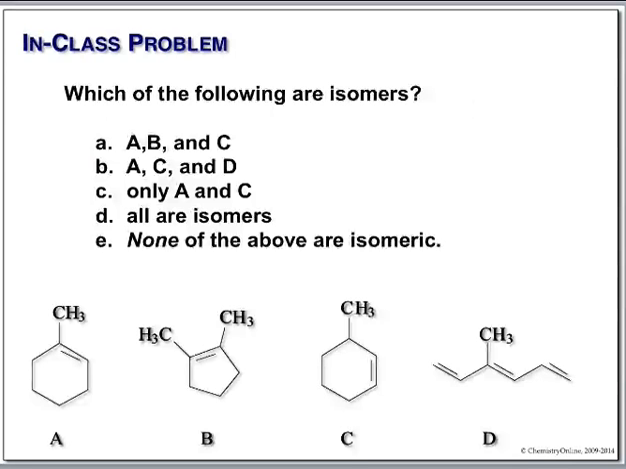This is C7H12. C7, H, 1, 2, 3, 4, 5, 6, 7, 8, 9, 10, 12. And this guy is C7. However, only 10 hydrogens. So A, B, and C are all isomers.